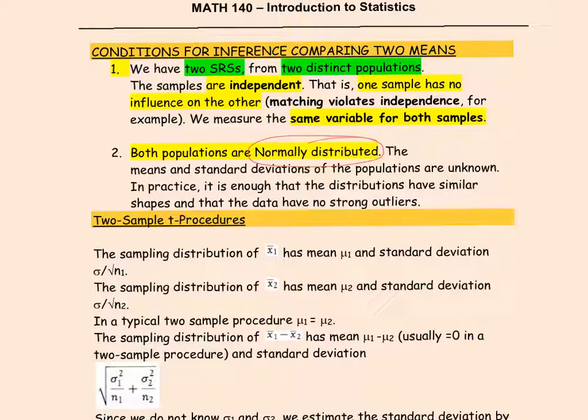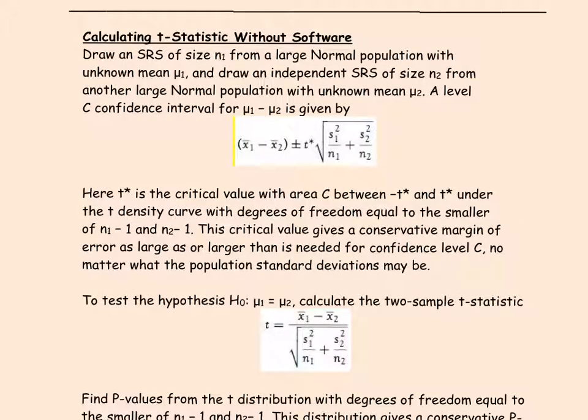So in the two sample procedures, we have two separate sampling distributions, one for each sample. So the formulas that we use change accordingly. If we have a two sample problem and we need to construct a confidence interval, then this is the formula that we use.